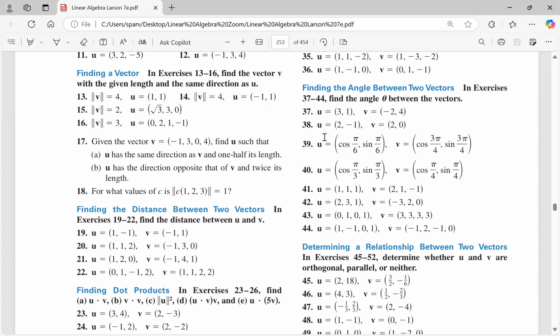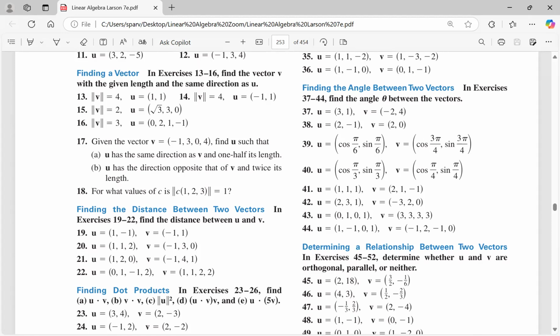So I'm going to write the vector first. Vector u is given by cosine of pi over 3 and sine pi over 3. And then vector v is cosine pi over 4 and sine pi over 4. Okay, that's kind of different. This is number 40 again. Again, the question says find the angle between two vectors. So let's see how we're going to do this.